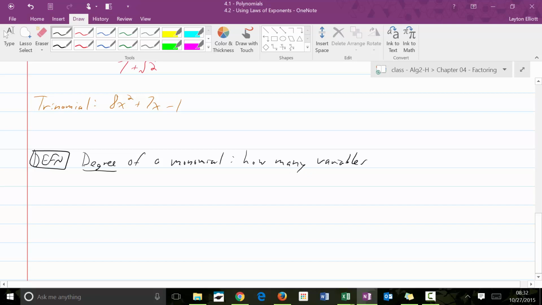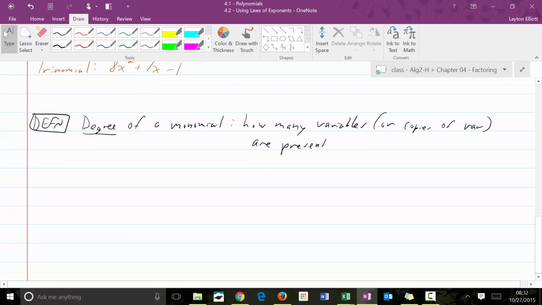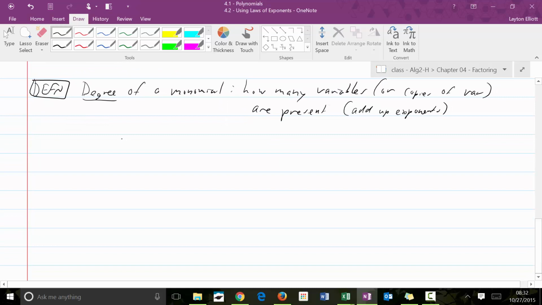Now I'm even going to exchange that: how many variables or copies of the variable are present. Now, most of the time we think about just adding up the exponents. So let's do a few examples and I'll show you some ways that it might try to trick you. Let's take some examples from up above.